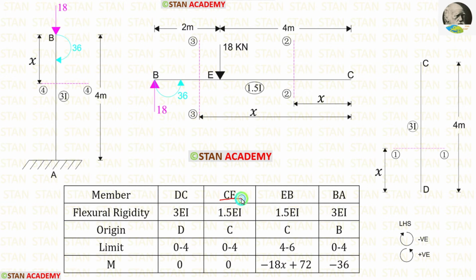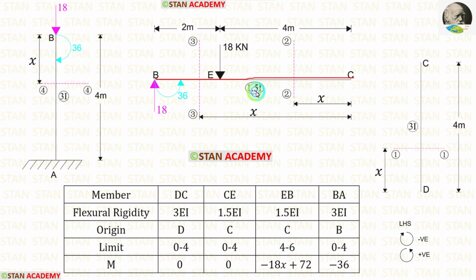Now let us take CE. In CE, I have made the section at a distance of x from the point C. So the origin of the section should be C. The limit is 0 to 4. Now let us take EB. In EB, I have made the section at a distance of x from the point C. So the origin of the section should be C. The limit is 4 to 6.